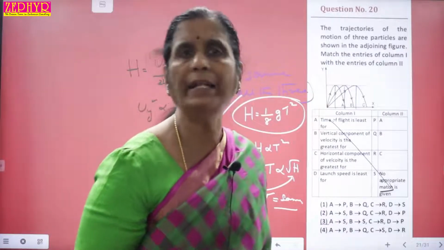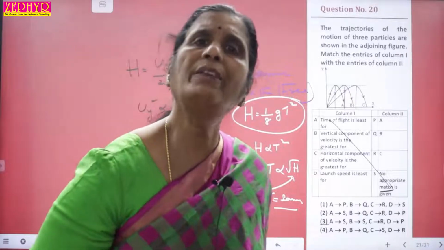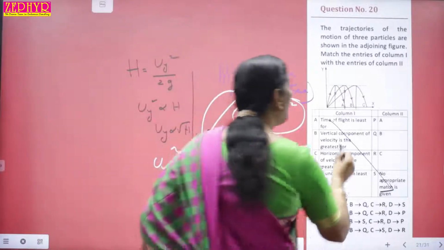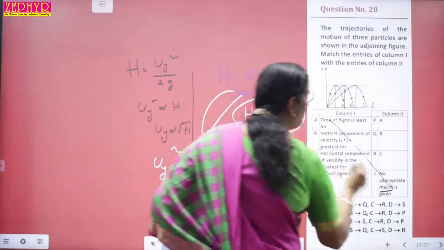So again we cannot categorize which has least, which has maximum. All will have the same value. So again I am not able to put the choice. So again my answer will be that only.